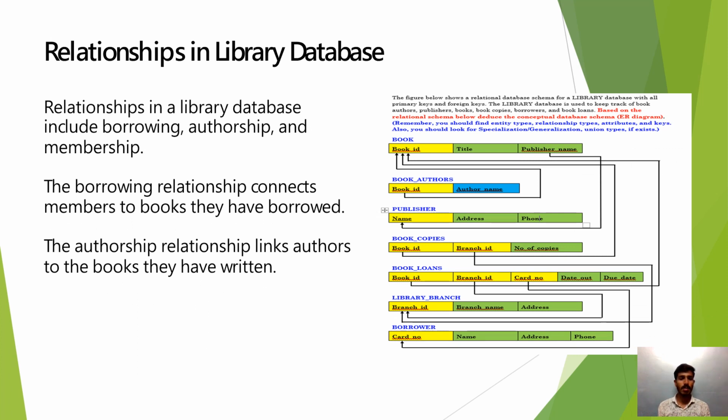Relationships in library database. Relationships in a library database include borrowing, authorship, and membership. The borrowing relationship connects members to the books they have borrowed. The authorship relationship links authors to the books they have written.